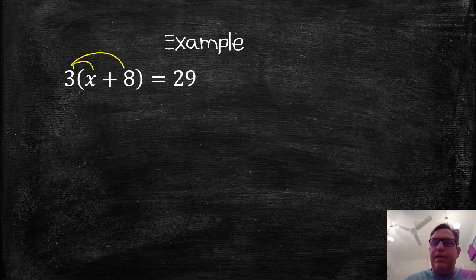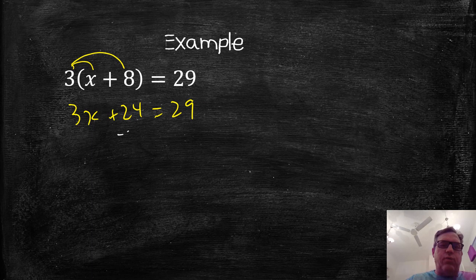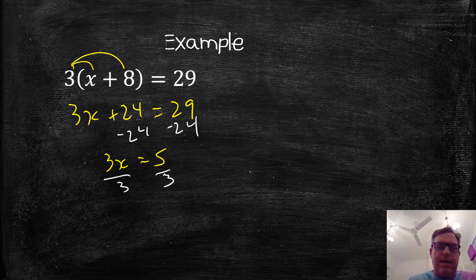Well, let's expand the brackets. Let's see what happens here. I get 3x plus 24 equals 29. I'm going to take away 24. That leaves me with 3x equals 5. I'm going to divide by 3, and I'm left with an answer of x equals 5/3. Remember, it's perfectly acceptable to leave it as a simplified improper fraction. Okay, so that seems just what we've done before. What about the other way?